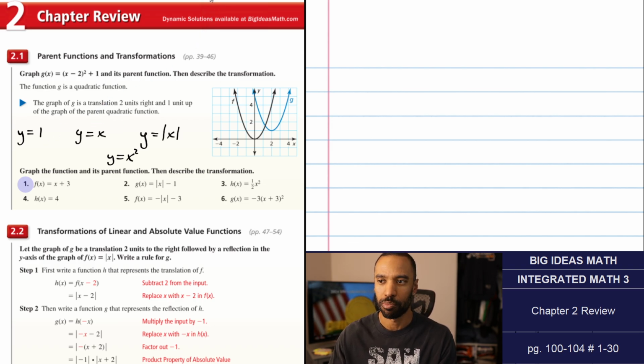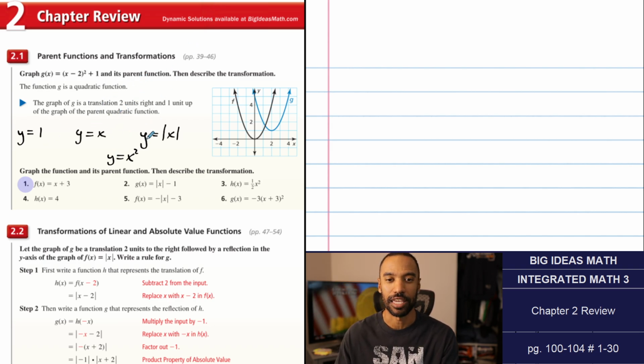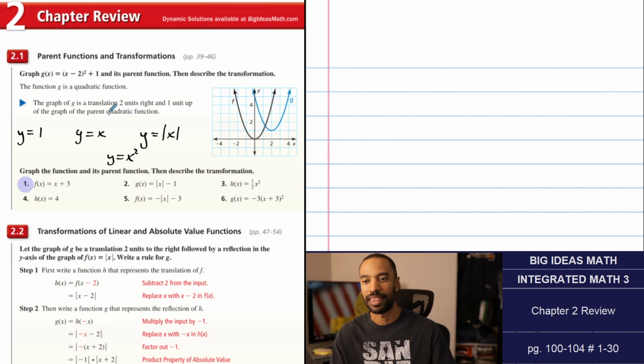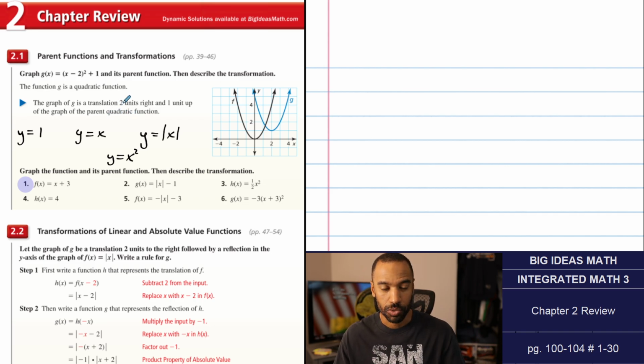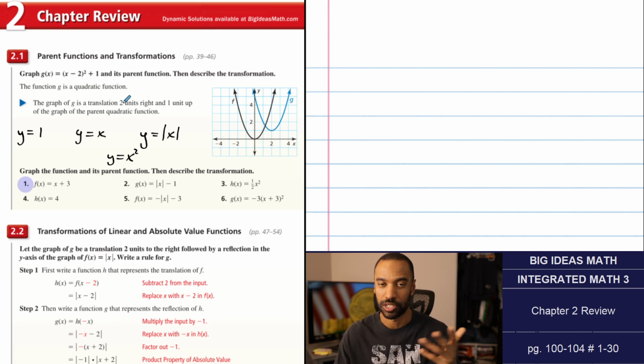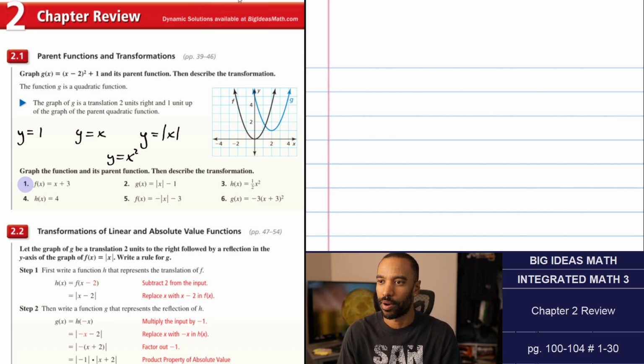These are the basic ones pre-transformation that they use for any of these instances, and then we will transform these. We'll either do translations, vertical stretches and shrinks, horizontal stretches and shrinks, and any sort of reflections as well. That's what we describe. So let's see how they talk about this one. This first example they have before we start the actual problem is graph g of x equals (x minus 2) quantity squared plus 1, and its parent function.